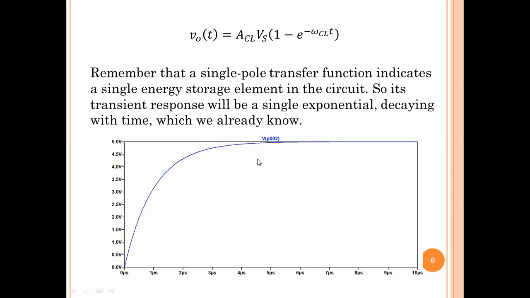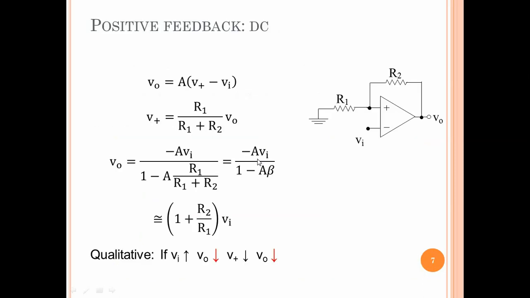Okay, now let us do the same analysis for this circuit here. And how is this circuit different from the previous one? All we've done is we've changed the polarity of these two. So we've applied the input at the negative input terminal of the op-amp, and the output voltage is fed back to the positive input terminal. This is called positive feedback. When the output is connected to the positive input terminal through some feedback network, this is called as positive feedback.